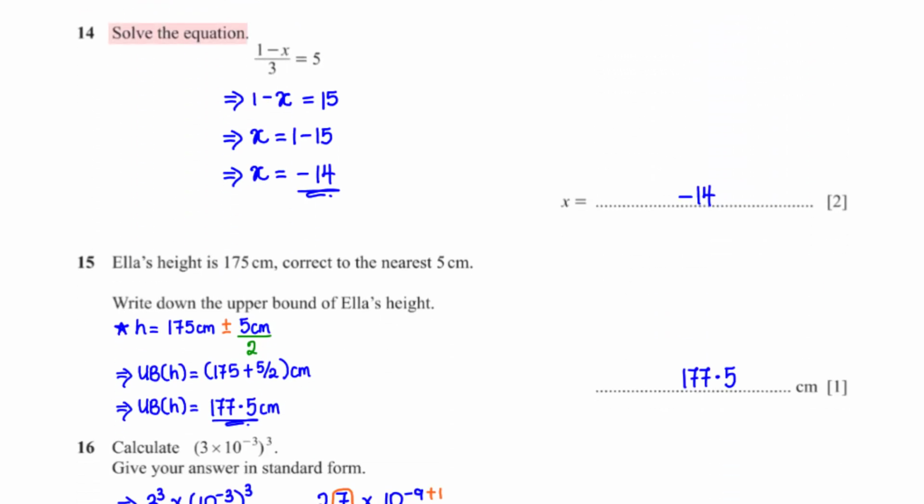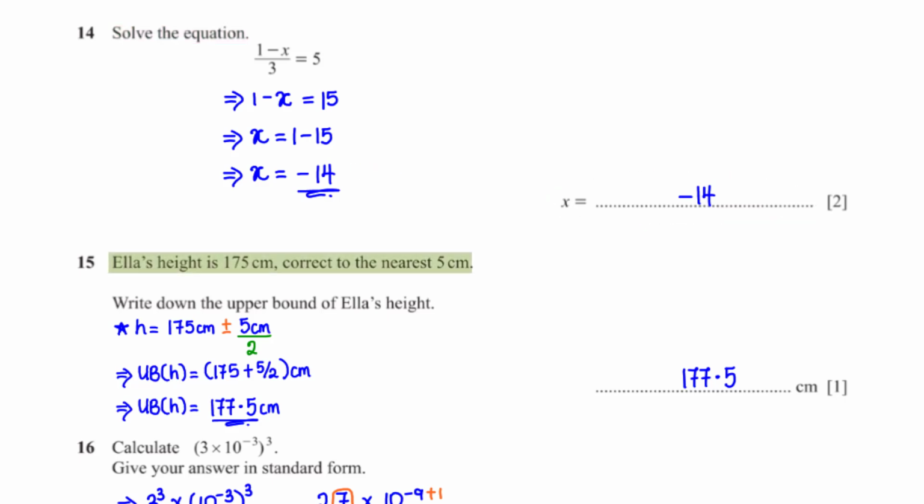Solve the equation: 1 minus x over 3 equals 5. 3 is dividing, and so when we move it to the other side, it goes to multiply. This gives us 1 minus x equals 3 times 5, which is 15. We want to make x positive, so we can move it to the other side of the equation, then also move plus 15 to the other side, and this becomes negative 15. 1 minus 15 is negative 14.